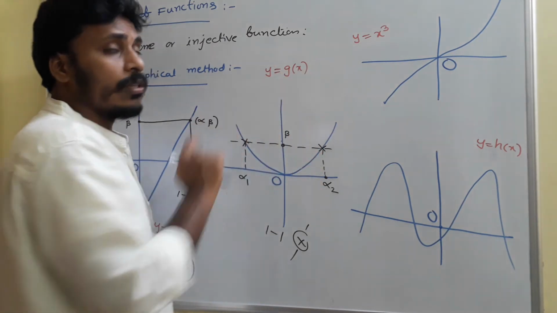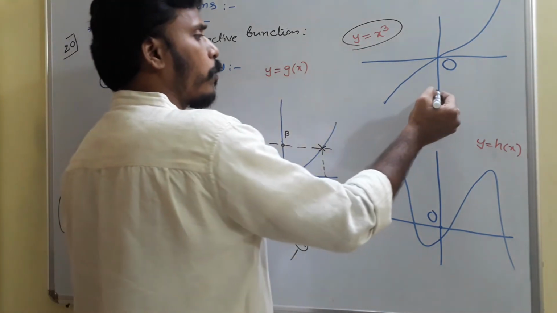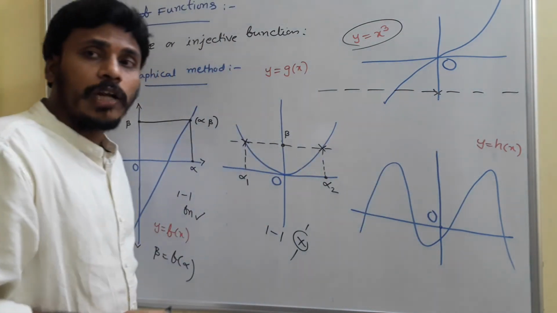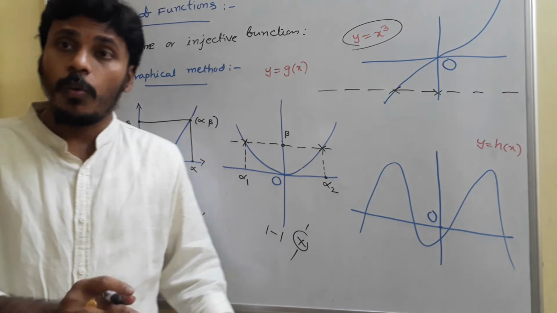So when you come to the third graph, this is the graph of y equals x cube. You can start anywhere. Suppose I start there, and then I draw a horizontal line. This horizontal line is cutting the graph at just one point. So y equals x cube is a 1-1 function.